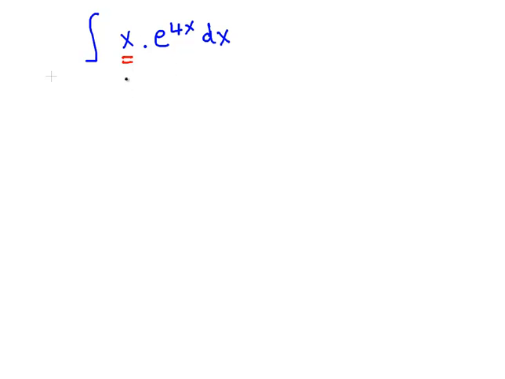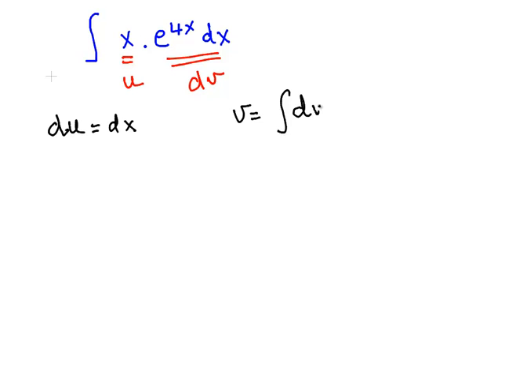This is going to be our u term, and the rest is going to be our dv term. Okay, so du, from the last part of the question, we still found that du is equal to dx, so just leave that there. v is the integral of dv, so that's the integral of e to the 4x dx. Now the integral of e to the 4x dx is e to the 4x over 4.